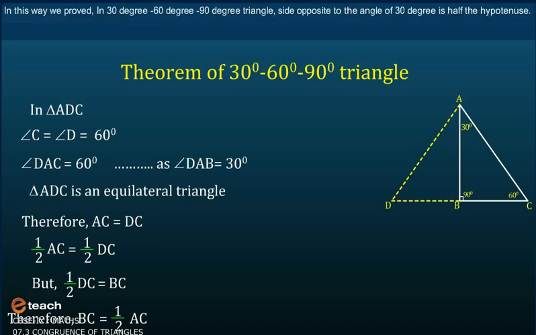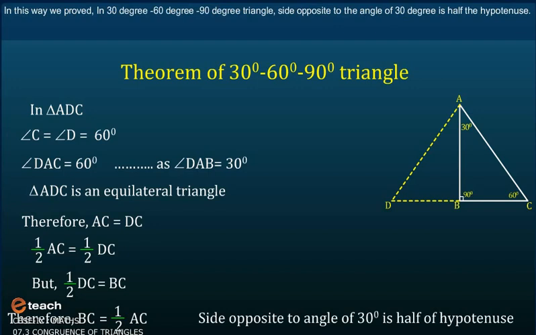In this way, we proved in a 30, 60, 90 degree triangle, side opposite to the angle of 30 degree is half the hypotenuse.